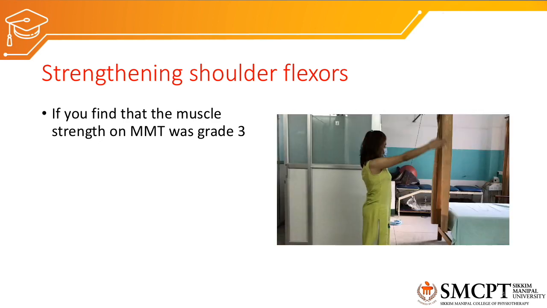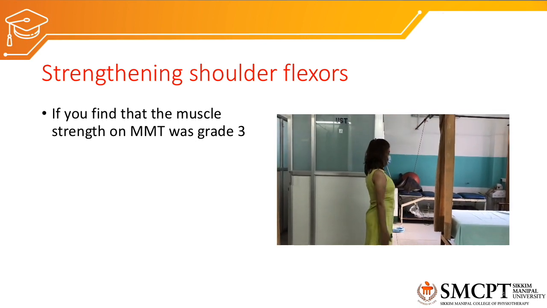Next, once we attain grade 3 strength of the muscle, we'll ask the patient to perform active range of motion exercises. That means the patient will perform the movement herself or himself without any assistance and without any resistance, because grade 3 cannot take any resistance. So let's view how the patient can perform active range of motion exercises for improving grade 3 to grade 3 plus.